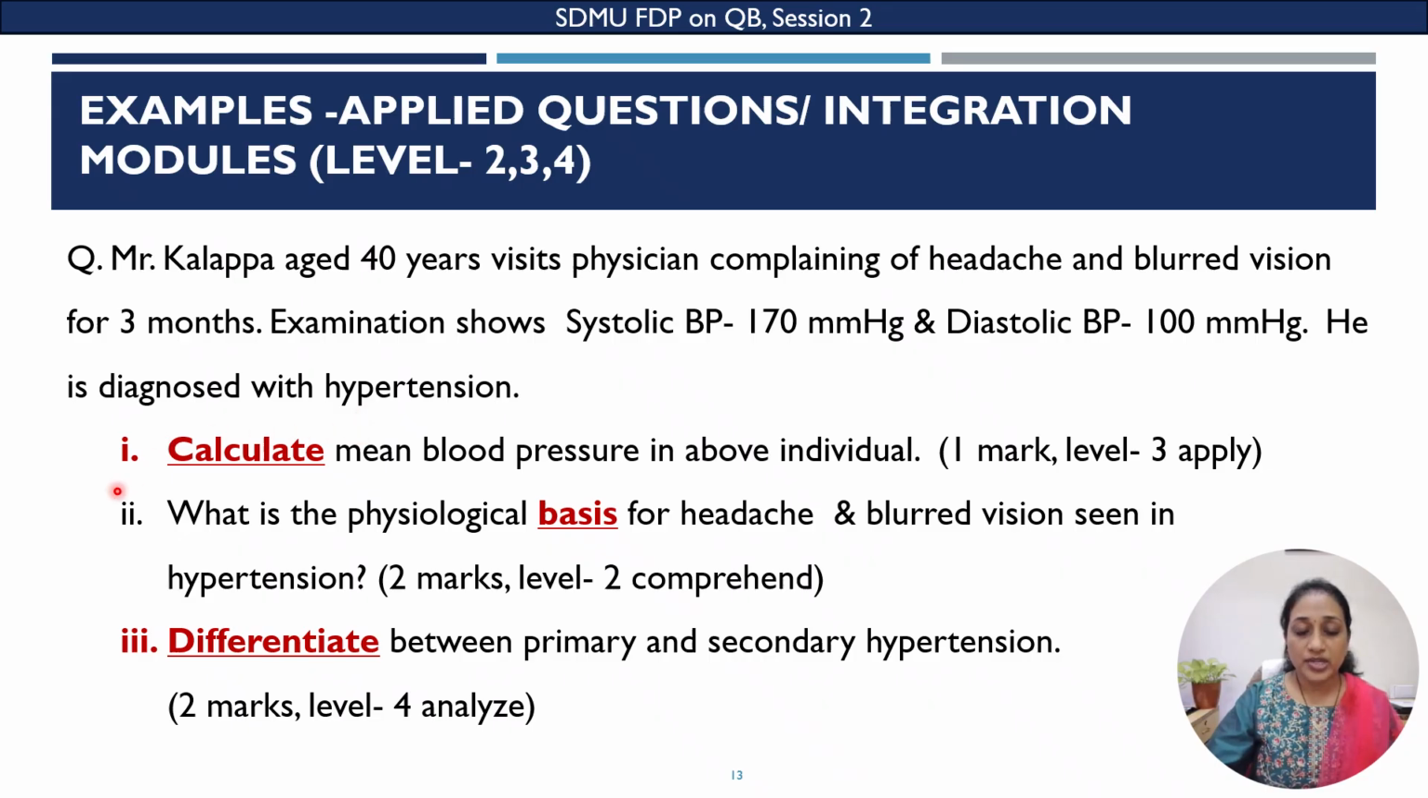Now, the question covers various aspects. One is to calculate the mean BP. Second is to find the physiological basis of the two symptoms. And third is to differentiate between the two types, primary and secondary hypertension. You see that each of these questions is at a different level of the cognitive domain. The first one is at level 3, apply; the second at level 2, understanding or comprehend; and the third question is at level 4, analyze.